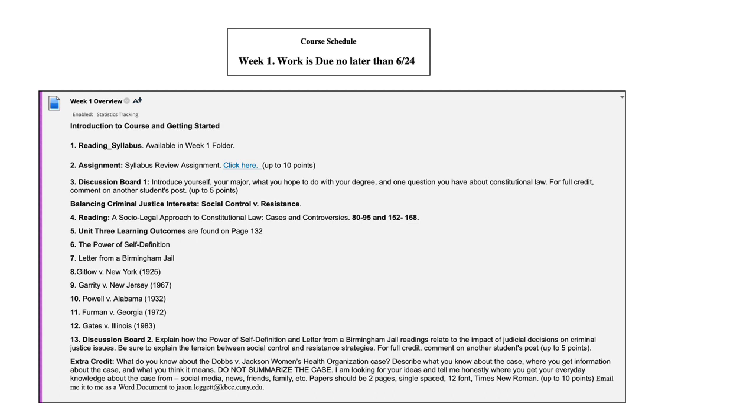It's not a summary of the case of Dobbs v. Jackson, so please do not tell me anything about that case as far as what you find on Wikipedia or on the case file. That's not what I'm looking for. I'll give you 0 points for that. I'm looking for more, what are people saying about it?